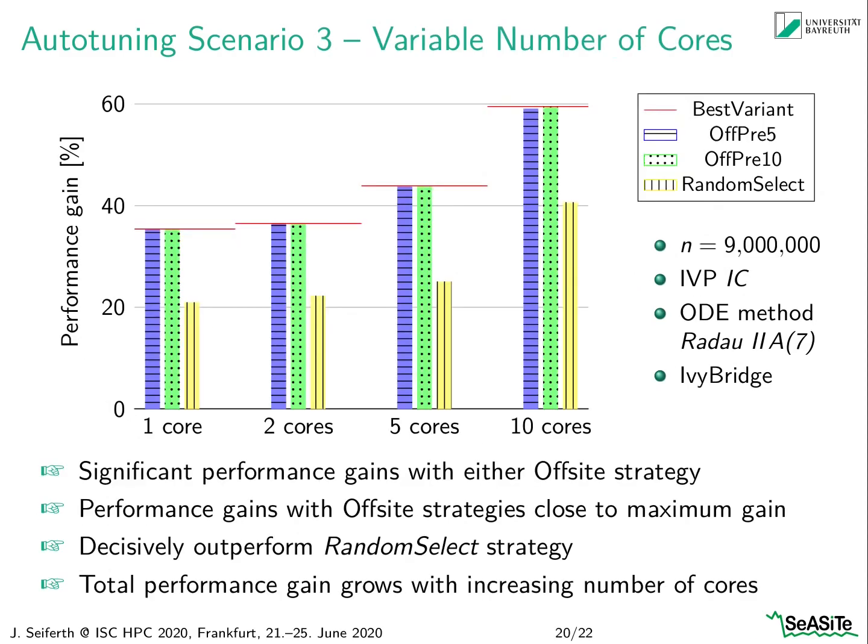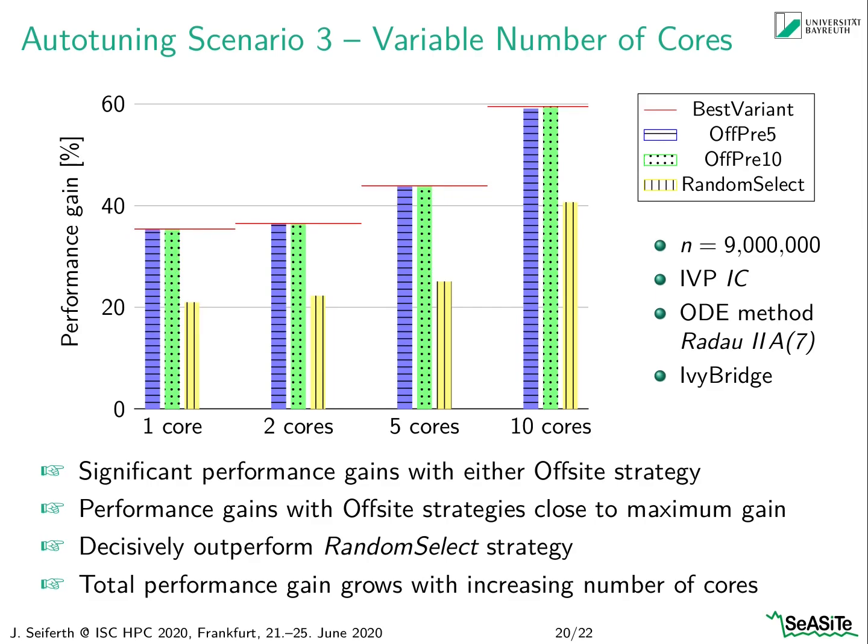In the last scenario, we assume that the core count wasn't fixed beforehand. Since Offsite can predict the performance of an implementation variant for different core counts with a single Offsite run, Offsite is capable of handling such scenarios effectively. The figure shows the effectiveness of 3 different auto-tuning strategies compared to a strategy that would test all 56 available variants. The strategies include the 2 Offsite strategies and a random select strategy, which randomly executes 20 variants and then selects the best of these 20 variants.